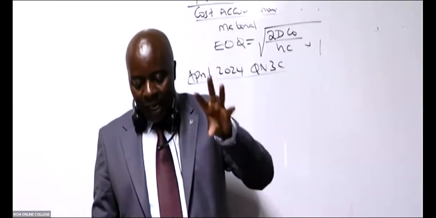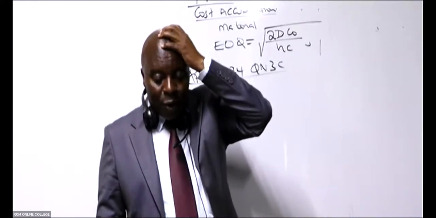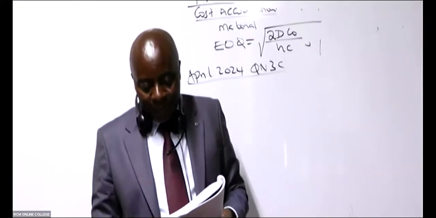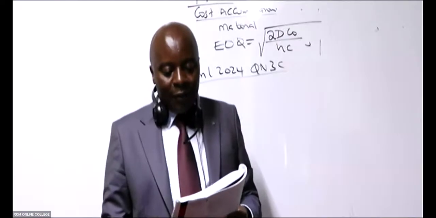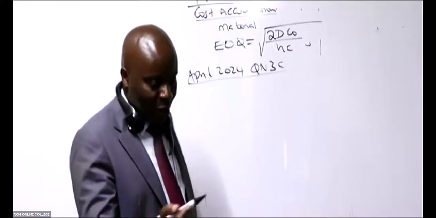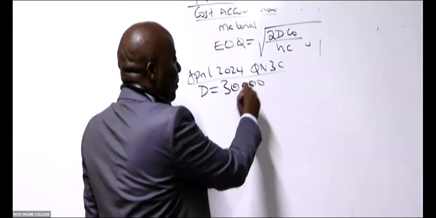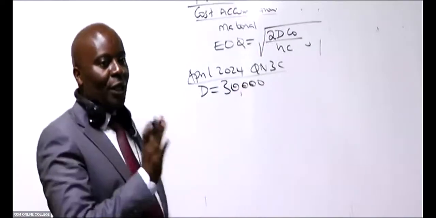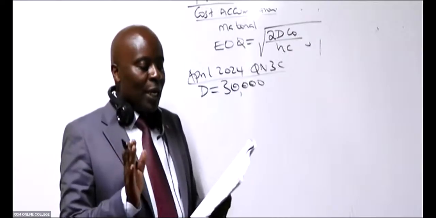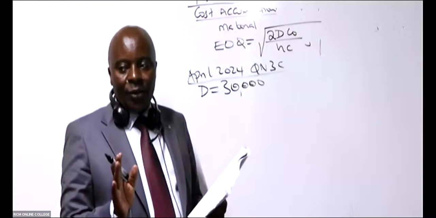So we are told Ufanisi Enterprises outsources one of its raw materials, branded Okla, externally. The annual sales demand for material Okla is 30,000. They've given us D. So D equals who? Somebody here? D equals annual demand. Remember, annual demand is D. So D equals 30,000.